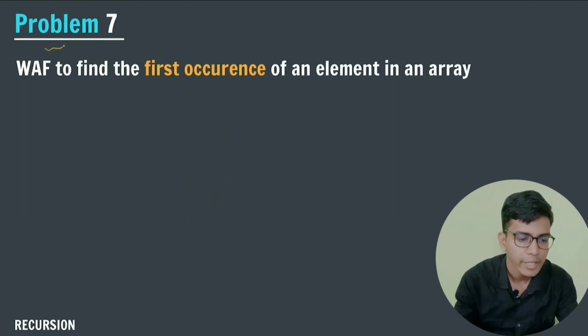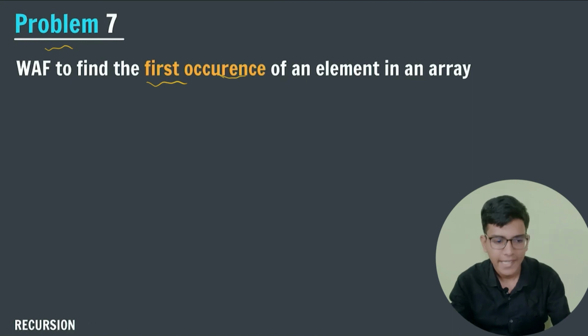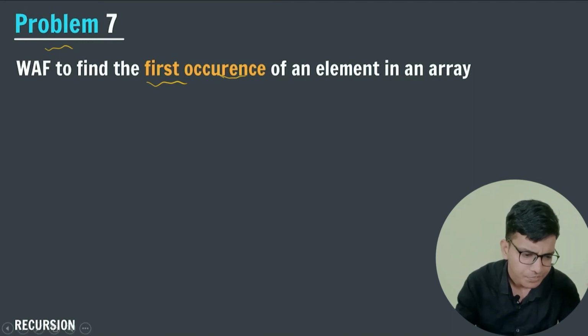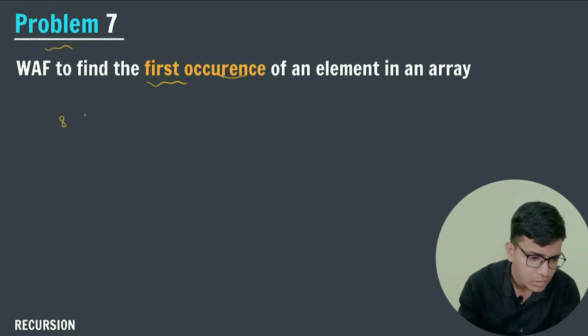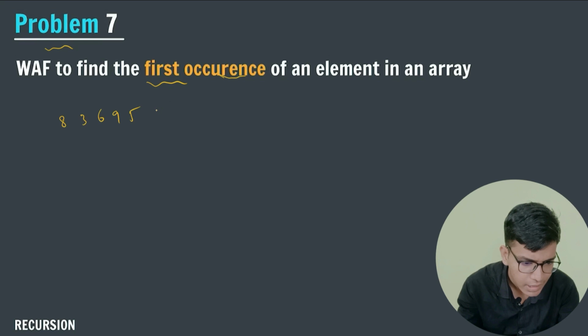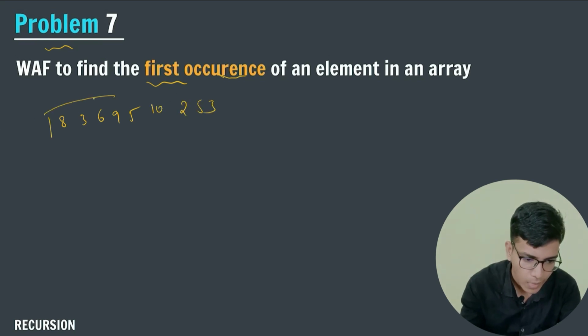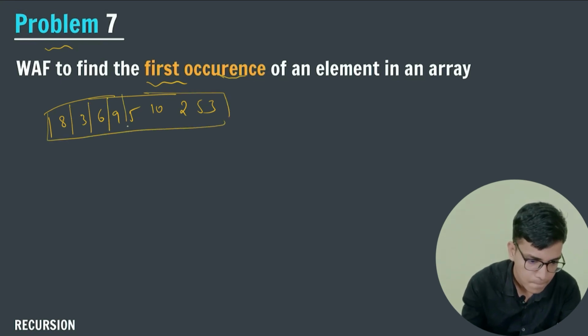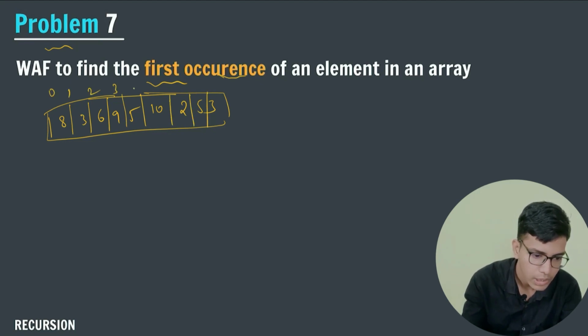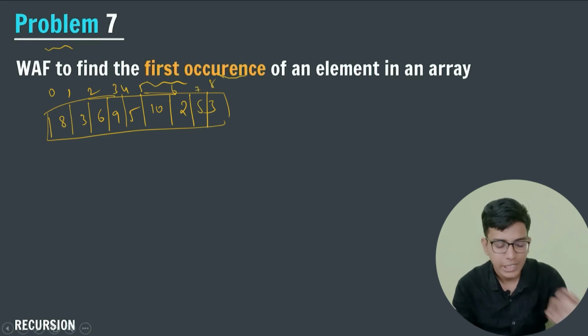Now in this question we need to find the first occurrence of a particular element in the given array. Now let us take an example to understand the meaning of this question. Let us take an array like 8 3 6 9 5 10 2 5 3. So let us consider that this is my array, with indexes 0 1 2 3 4 5 6 7 8. So these are the elements present in my array, right?